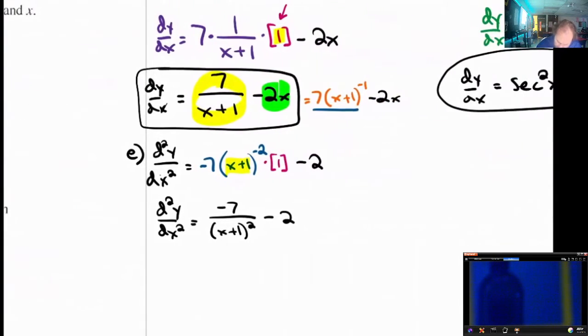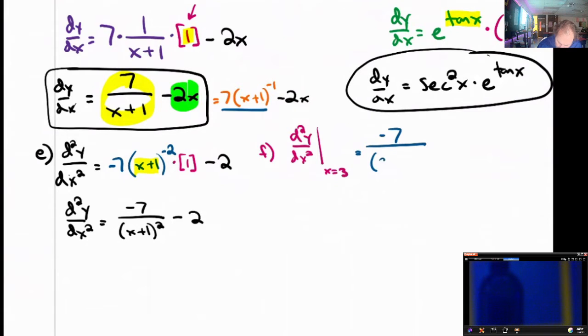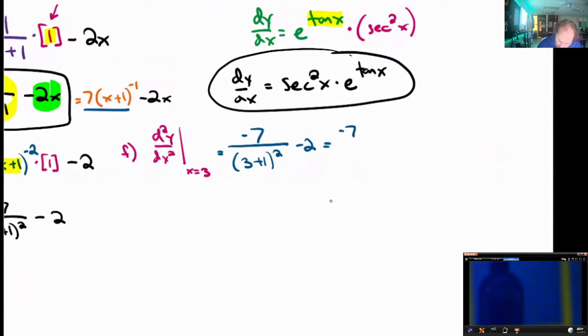For question F, which I'm going to write here in red, all we're doing is taking our d squared y over dx squared, and we are evaluating that for x equals 3. So what that means is we're going to plug a 3 in for that x. It's negative 7 over 3 plus 1 squared minus 2. That's going to give you negative 7 over 16 minus 2.